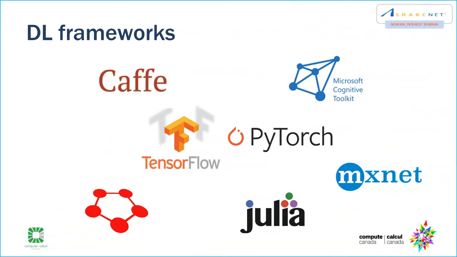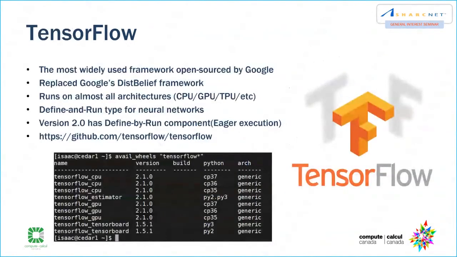Even though we have lots of frameworks available in the world, I just want to focus on TensorFlow and PyTorch today. TensorFlow is the most widely used framework, open sourced by Google. It replaced Google's DistBelief framework, and it runs on almost all architectures: CPU, GPU, TPU, which is the Tensor Processing Unit, and even mobile phones.